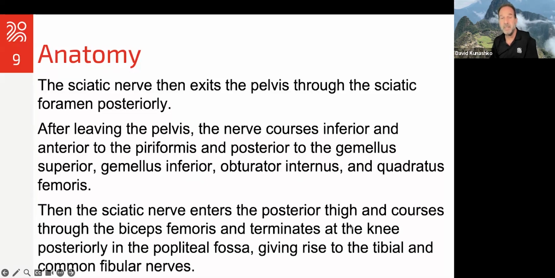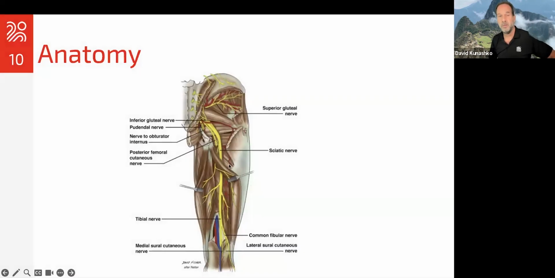Then the sciatic nerve enters the posterior thigh and courses down, where eventually it branches into the tibial and common fibular nerve. Just in case you forgot, here's a nice little picture to show you that pathway: the nerve roots coming out, and then you can see the sciatic nerve popping out underneath the piriformis, and then posterior to the gemelli and obturator internus over here, and then you can see it going down your leg.